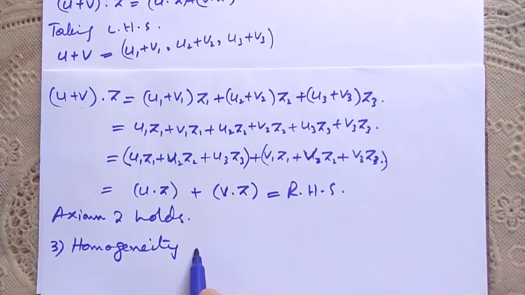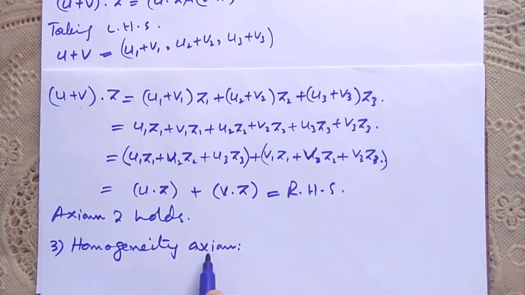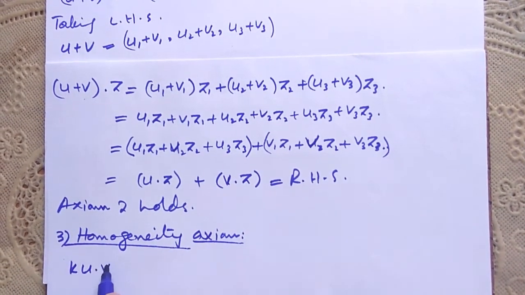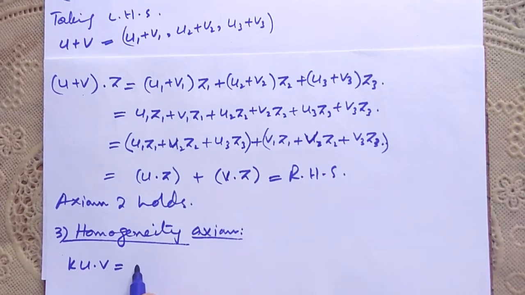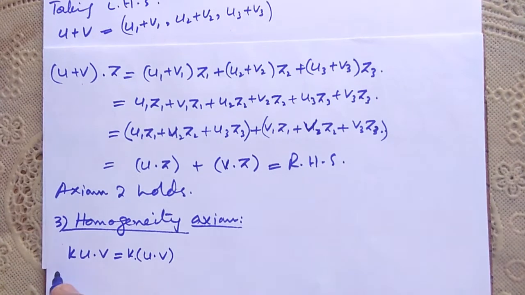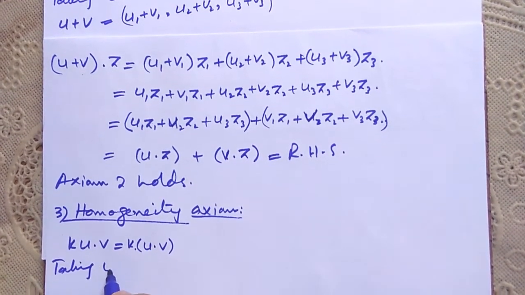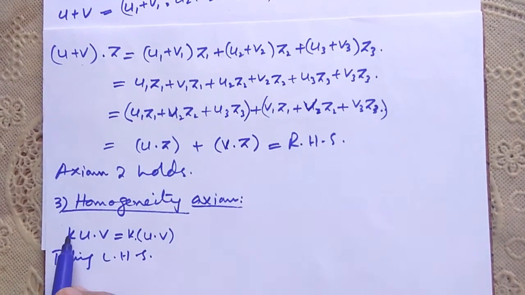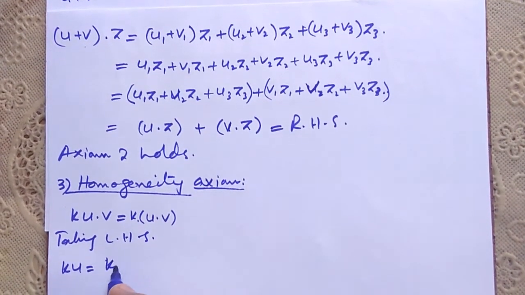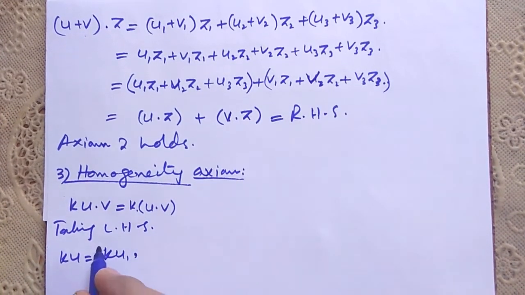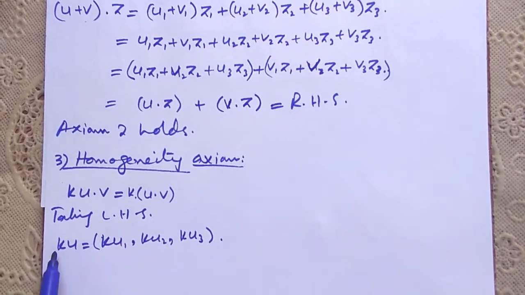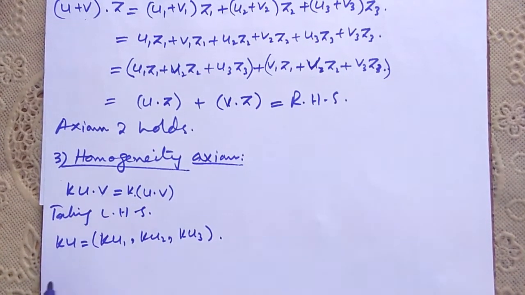Homogeneity axiom. And in terms of dot product, homogeneity axiom will be k times u dot v is equal to u dot v times k. So let me prove it. Taking left hand side, so first we multiply the vector u with scalar k. K times u will be k u1, k u2, k u3. Now take the dot product of ku with v.